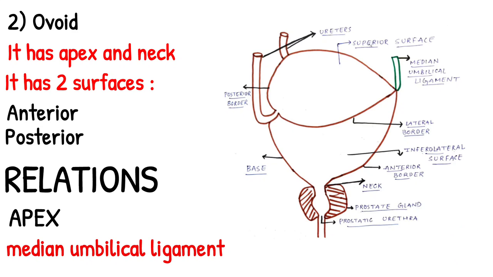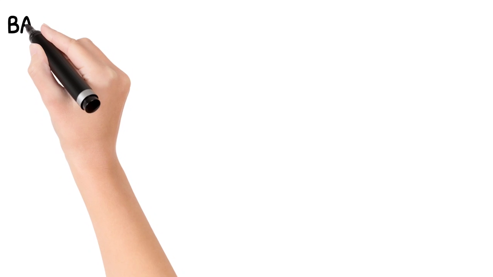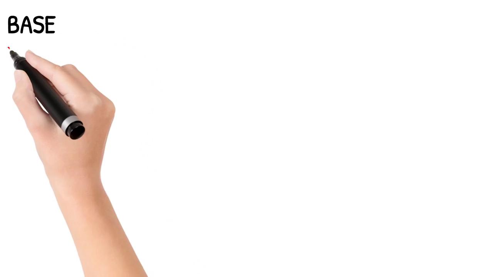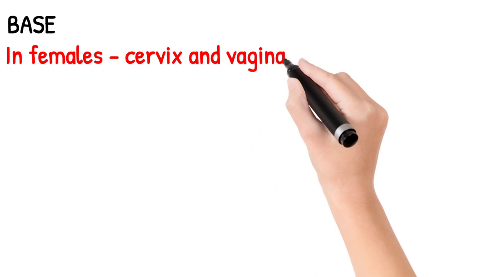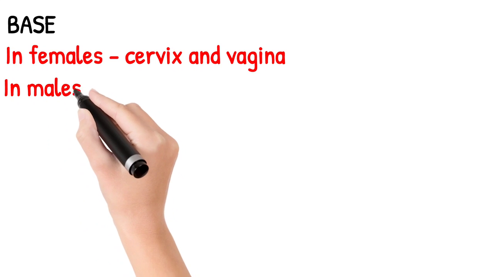Now coming to the relations of the urinary bladder. The urinary bladder has many relations. Each and every part has different relations. So the apex of the urinary bladder is related to a ligament known as the median umbilical ligament.